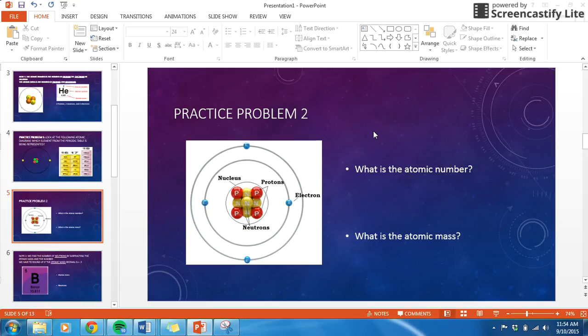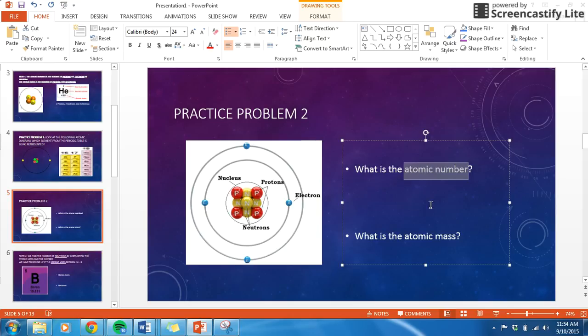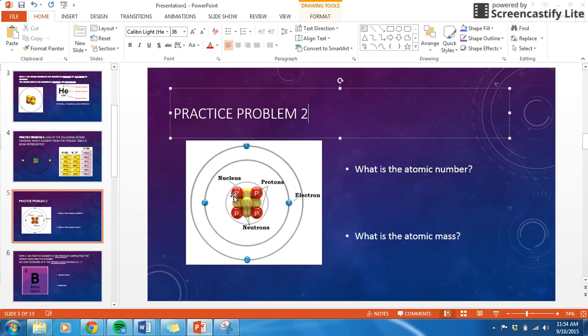Our practice problem number 2. What I want you all to do is look at my atom and figure out what is the atomic number and what is the atomic mass. Remember, my atomic number is my number of protons and my atomic mass is my number of protons and neutrons in my nucleus. So what is the atomic number? What is the atomic mass?